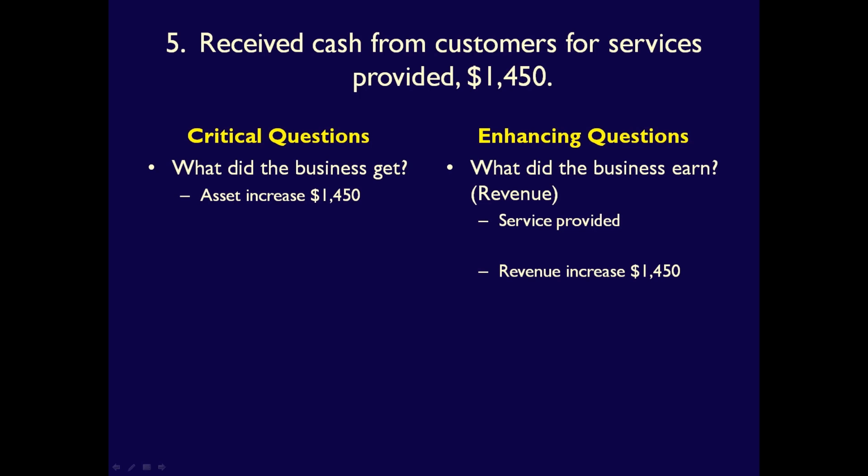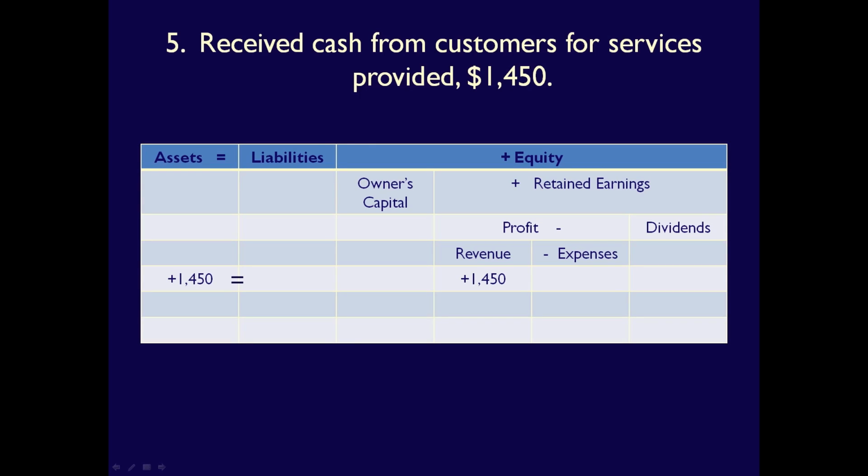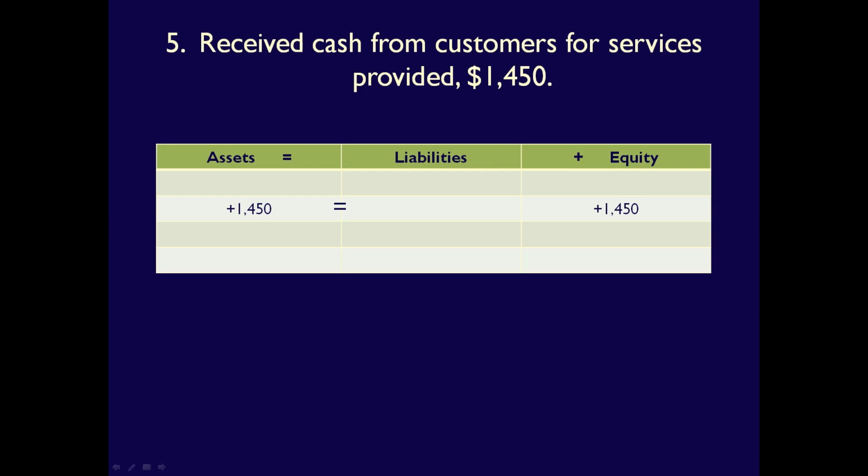Let's record this business activity in the expanded accounting equation. Assets increased by $1,450, revenues increased by $1,450. Let's record this activity in the basic accounting equation. Assets increased by $1,450, equity increases by $1,450. Why does equity increase? Because revenues increase profit, which increases retained earnings and then increases equity.